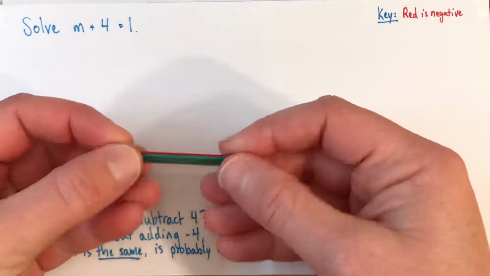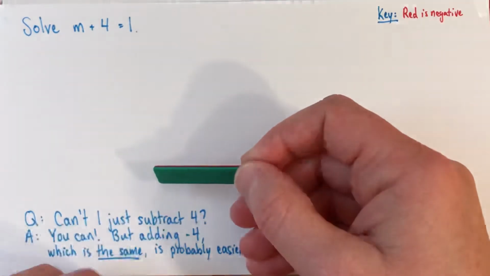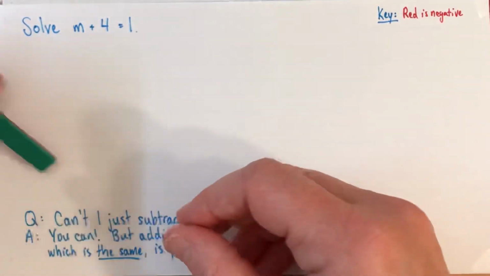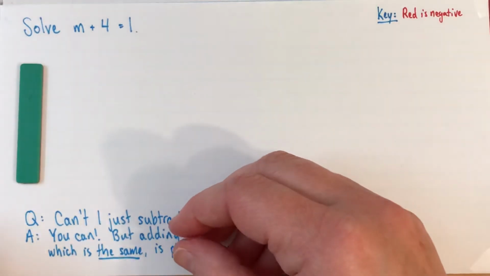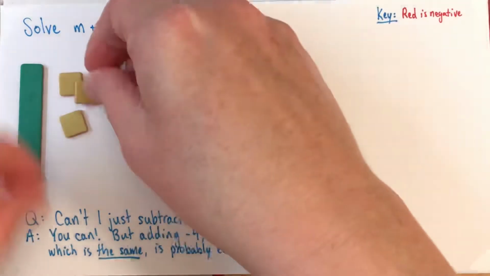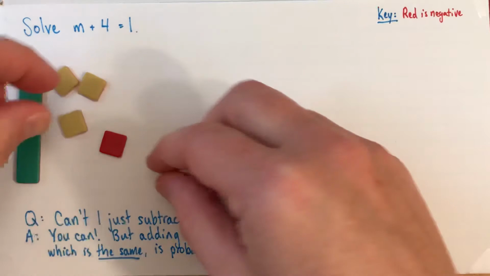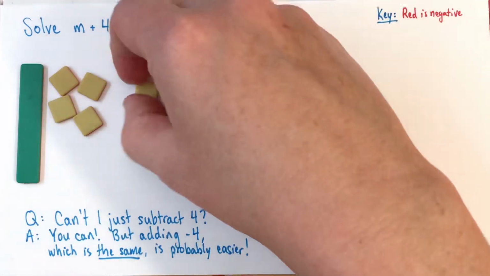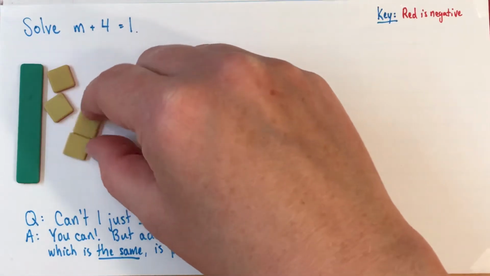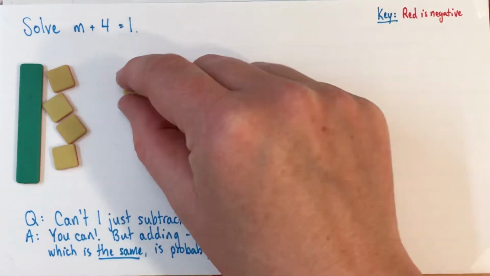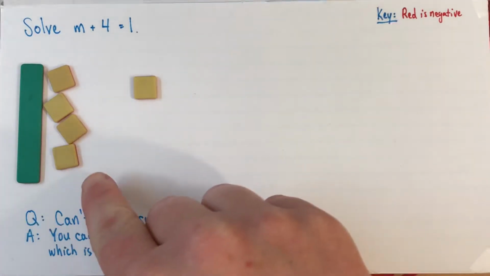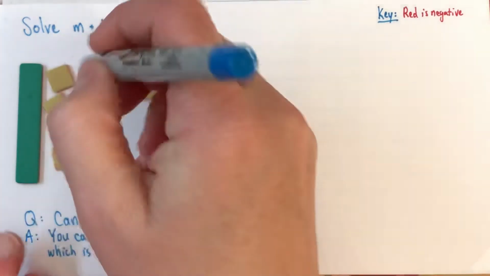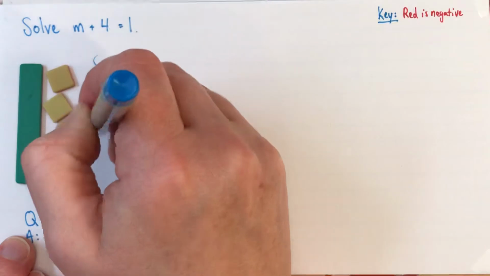My tiles have red on one side, so that's the negative for both my variable tiles and my unit tiles. So I'll put m plus 4, so everything positive so far, and that's equal to 1. While I'm doing this, let me remind you that you really need to make sure you have a good equals sign in your picture. You can draw a little balance scale if you want. I think maybe I'll just put a squiggly line down the middle to represent equals.